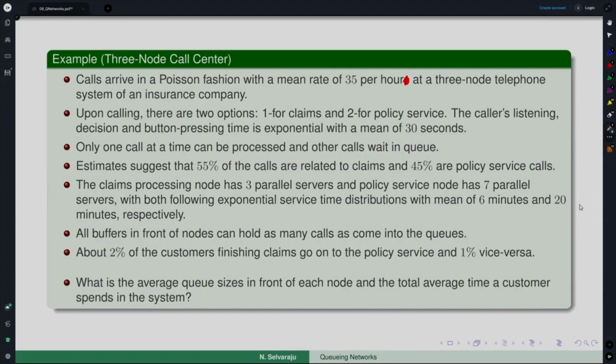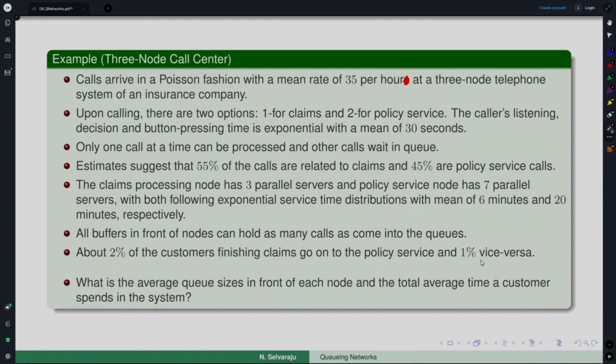Now, you also see that about 2% of customers who finish claims also go to policy service, and 1% of the customers who finish the policy service then come back to claims, right. This is what you have.